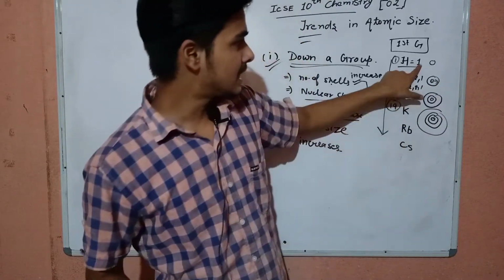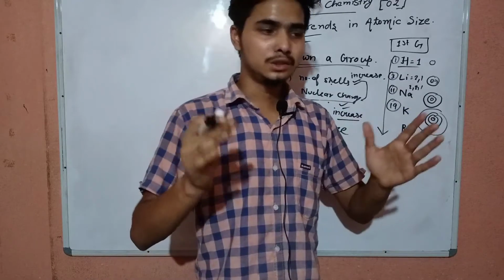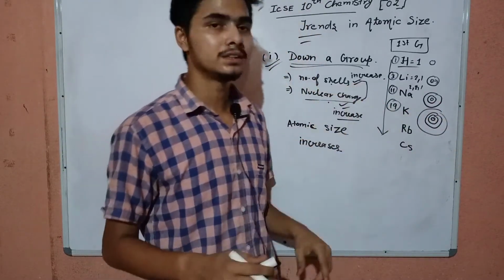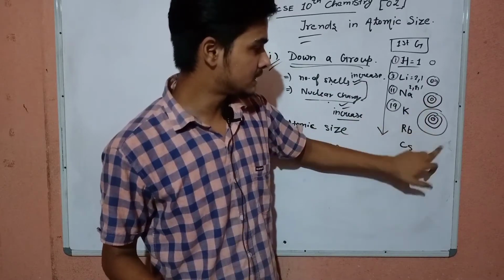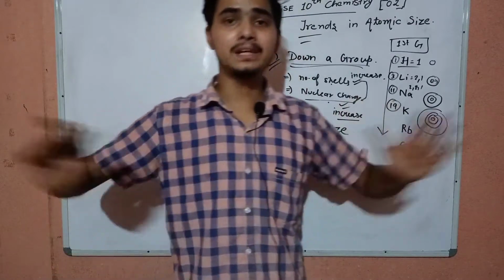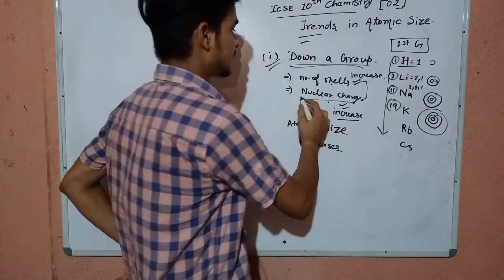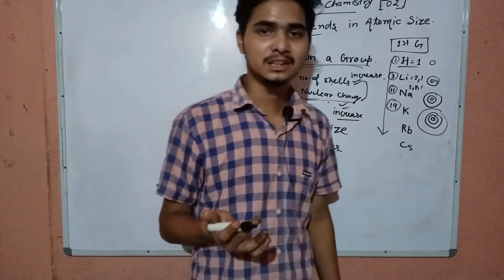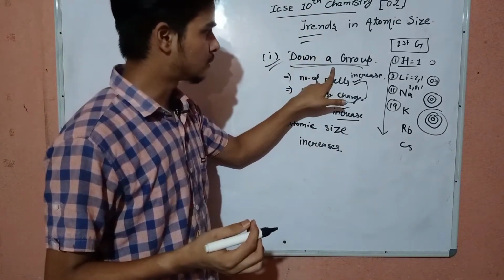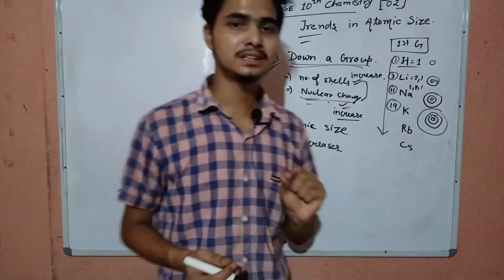At every stage the atomic size is increasing because the number of shells is increasing. Here there are 3 shells, here 4 shells, then here it will be 5 shells. So the number of shells is increasing so rapidly that the nuclear charge effect is not seen, and hence when we go down a group, atomic size increases.